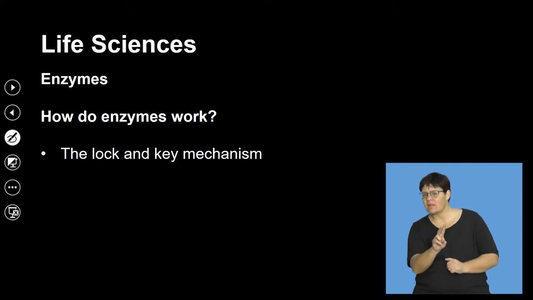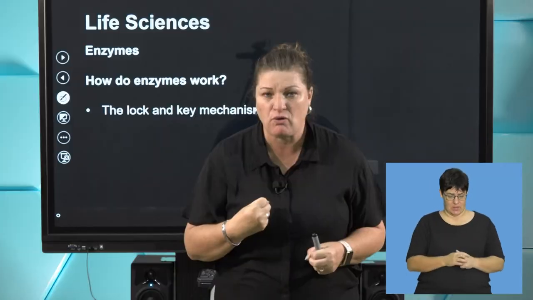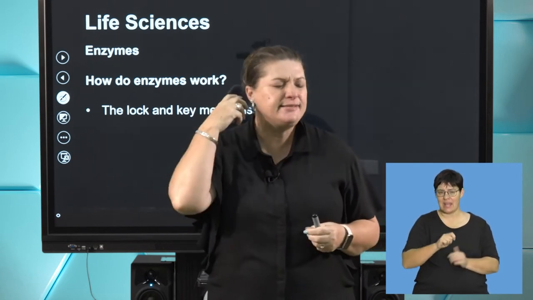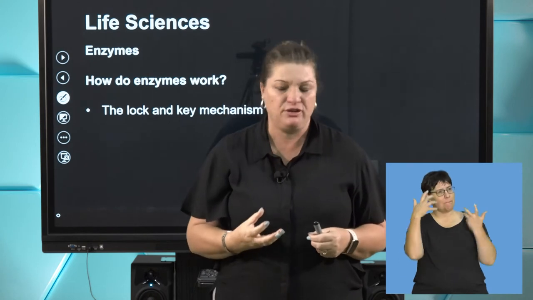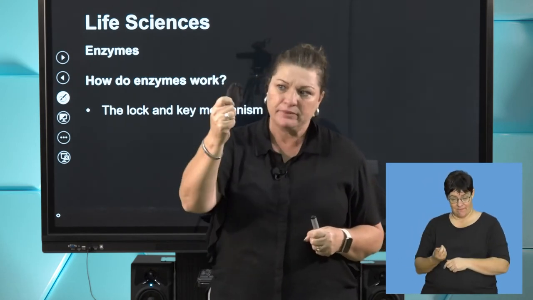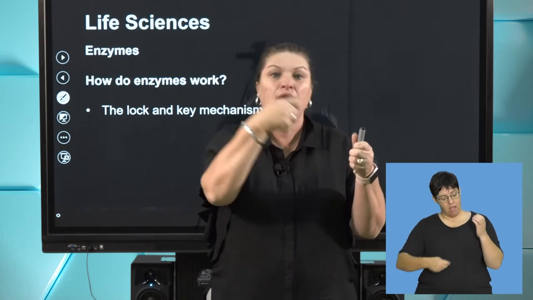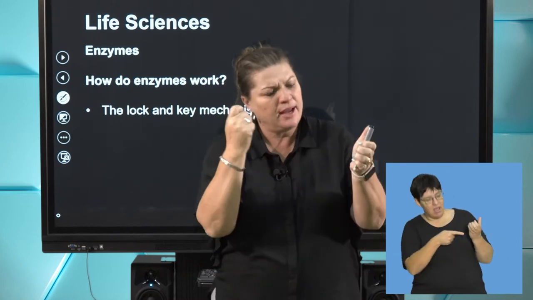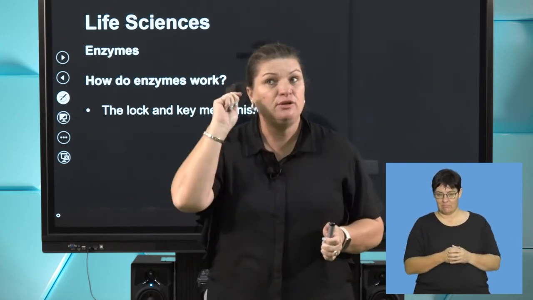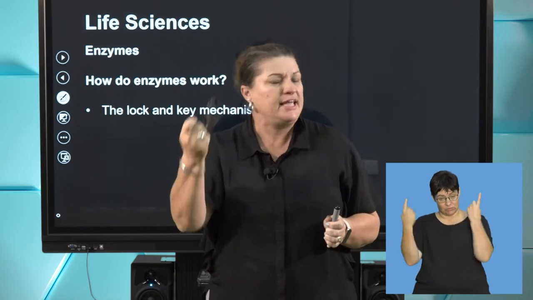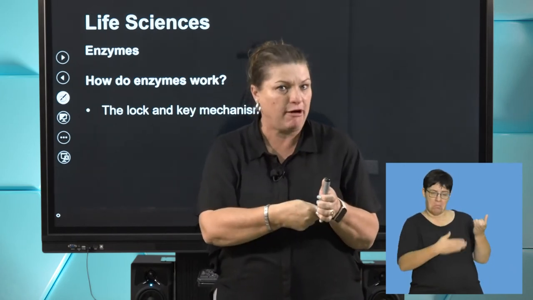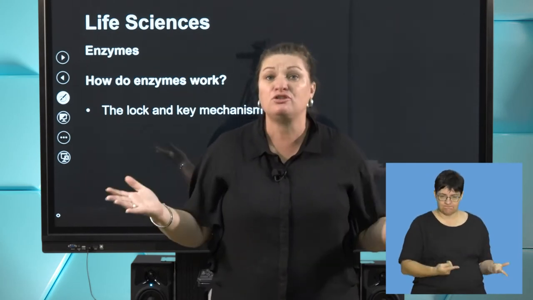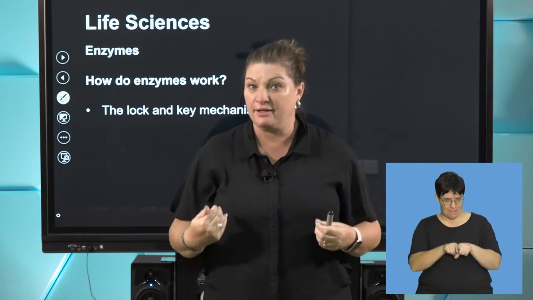Okay, guys, when we look at how an enzyme works, we're going to look at this concept called a lock and a key. And it's exactly how you might be picturing it in your head. If I've got a key, it's going to fit into a particular lock. Why? Because my key is a particular shape and my lock is a particular shape. So if I have a different key, its shape is not going to fit into the lock. If it doesn't fit, I can't open it, I can't close it. It's not going to work. And that's exactly how the enzymes are going to work.